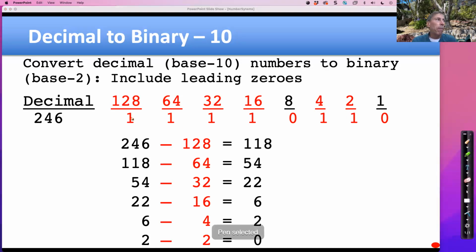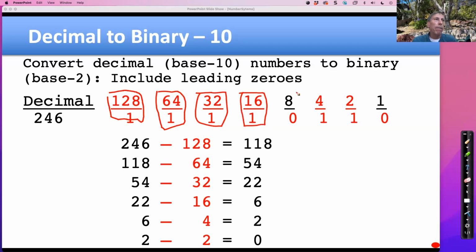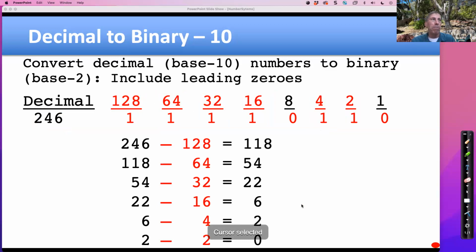Now, once again, wherever we have these ones, if I add those numbers, oops, I have to do it like this here. If I add wherever I have a 1, okay, wherever I have a 1, if I add 128 plus 64 plus 32 plus 16 plus 4 plus 2, if I add all those numbers up, that will give me 246. Just follow the simple steps.